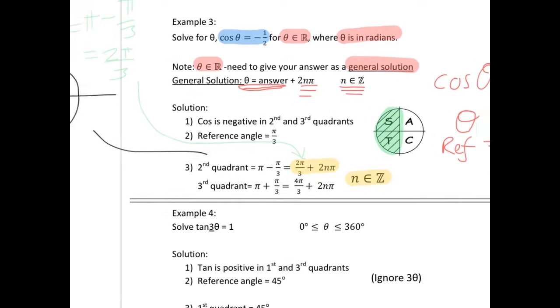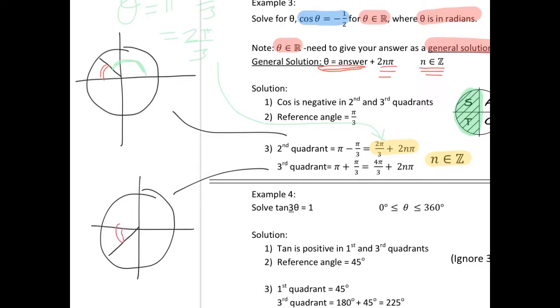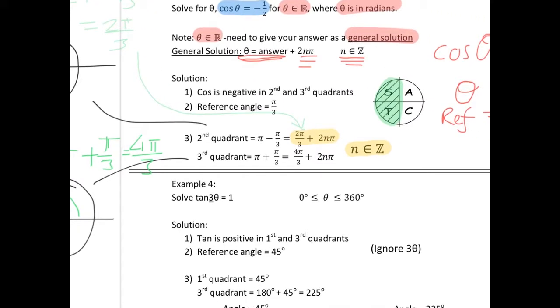Similarly, in our third quadrant, we have a reference angle here, and our whole angle we are looking for is given here. Our theta in this case will be pi plus our reference angle, which is 4 pi over 3. And again, we must go back and make sure that we add in plus 2n pi to our answer.